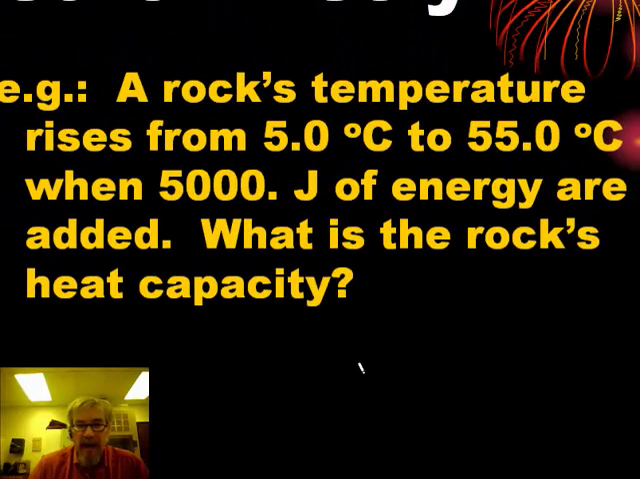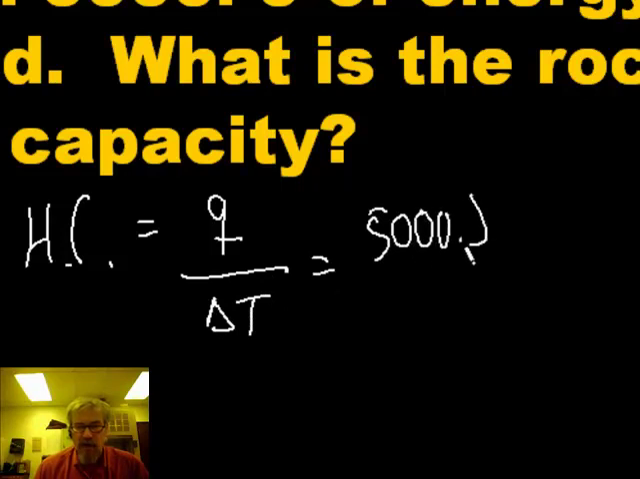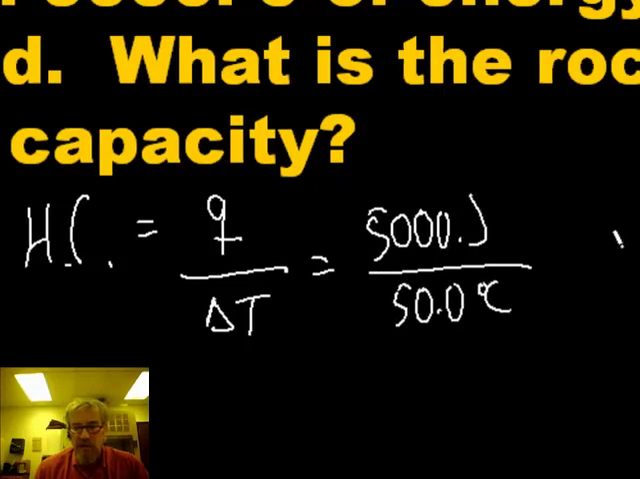Here's an example. A rock's temperature rises from 5 degrees C to 55 degrees C when 5,000 joules of energy are added. We're supposed to find the rock's heat capacity. Well, by definition, heat capacity is equal to the energy added over the change in temperature. So here, 5,000 joules were added, and the change in temperature, well, it went from 5 degrees up to 55 degrees, so that's a 50.0 degrees C temperature change.